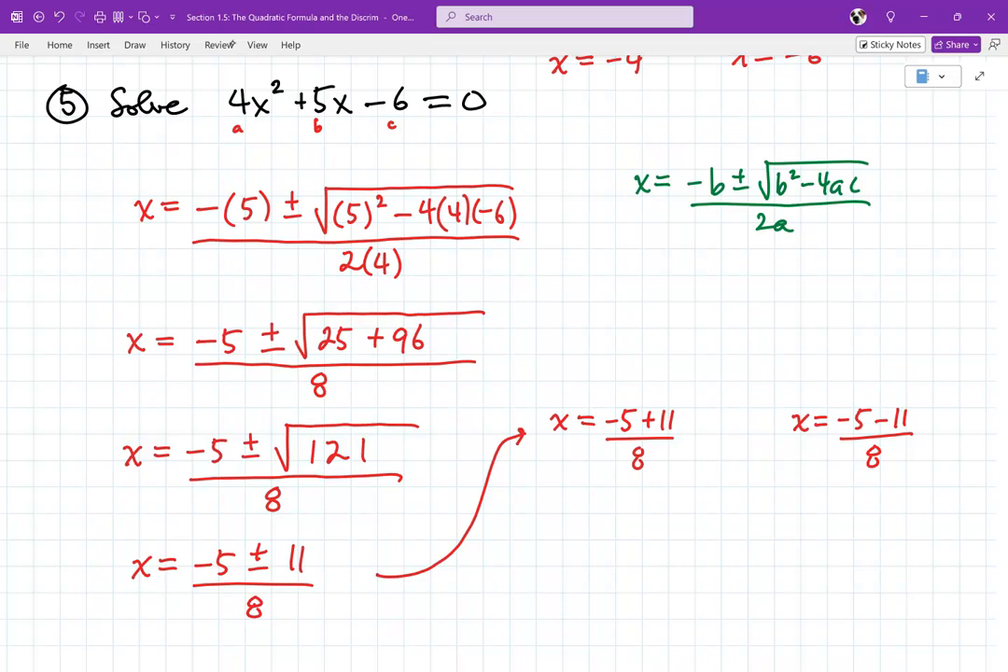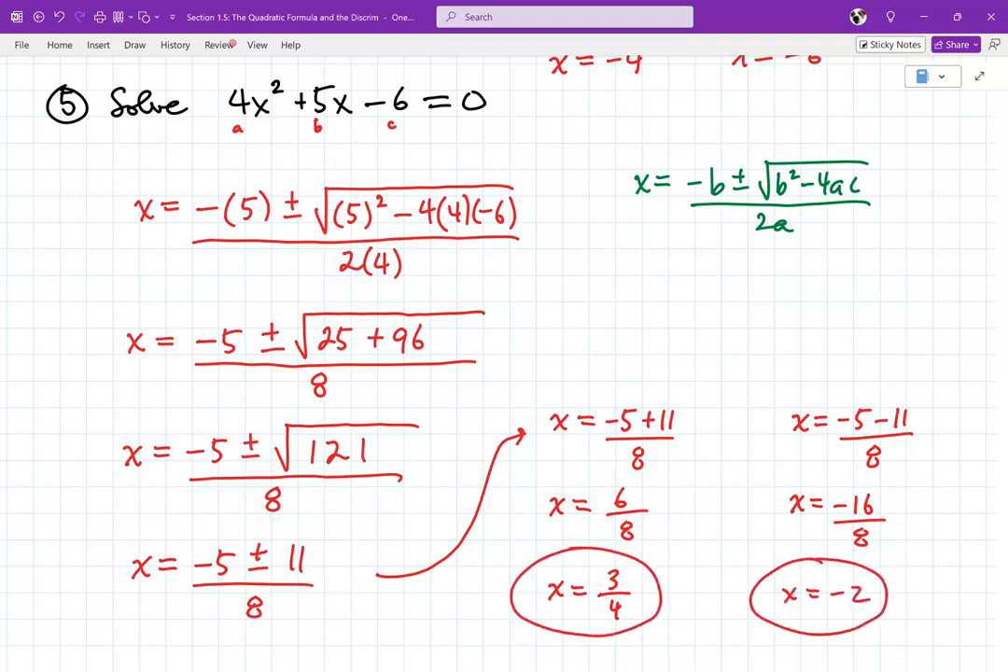All right, negative 5 plus 11, that's 6. So x is equal to 6 over 8. I can reduce that by 2. So that's 3 over 4. Okay, the other answer, negative 5 minus 11, that's negative 16 over 8. And negative 16 divided by 8 is negative 2. So that's negative 2. Notice I'm not going to make a solution set. I'm just going to circle. And there you go. I'm done.